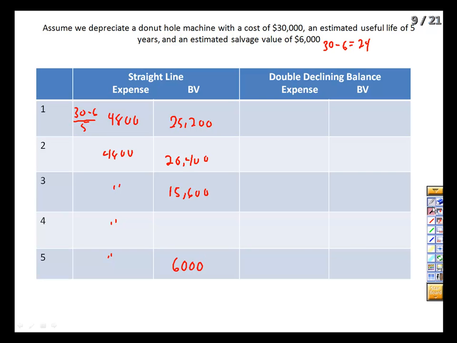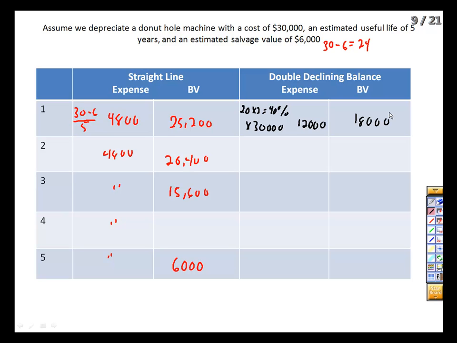Under our double declining balance method, we ignore that salvage value and we go straight to our calculations. Our depreciation expense will be 2 times the straight line rate, which we know is 20% times 2, equal to 40%. And we're going to multiply it by the $30,000 of cost or net book value, and that's going to give us a depreciation expense of $12,000 in year 1. This leaves us with a net book value of $18,000 at the end of year 1.